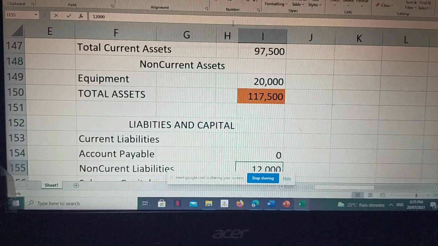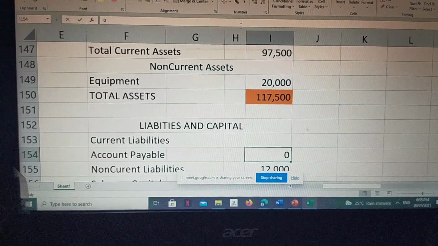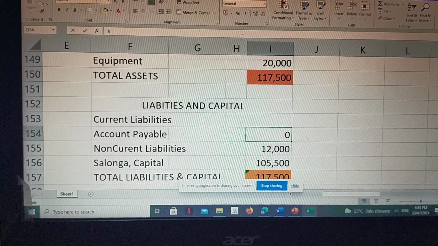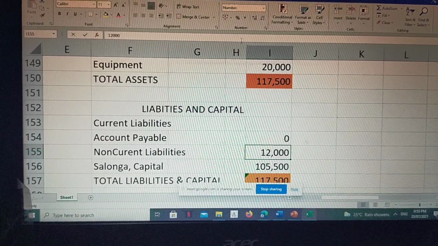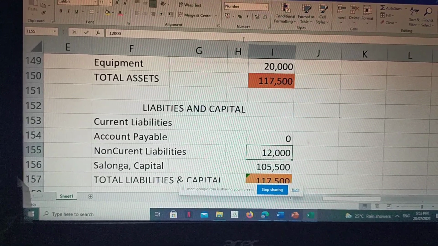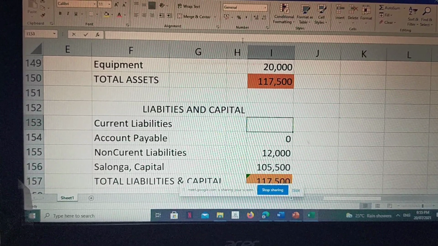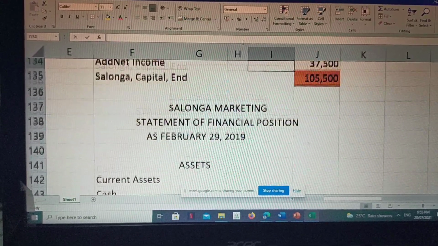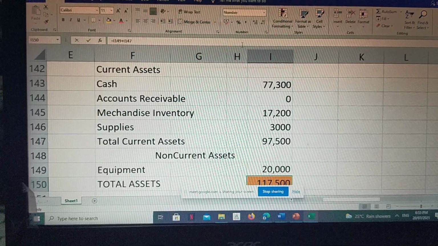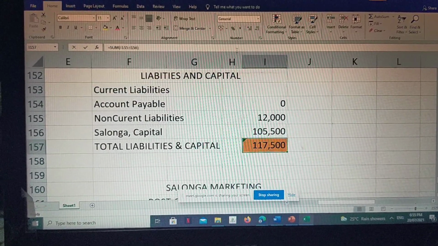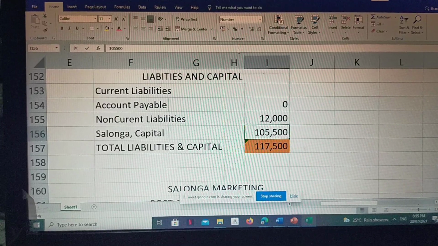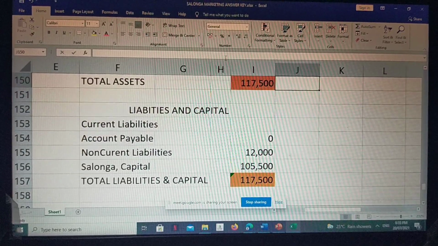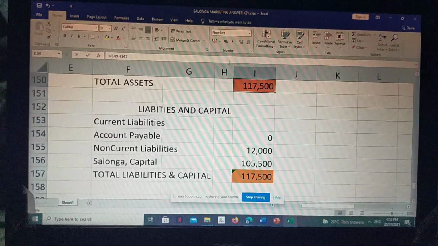And then, for the liabilities, we have current liabilities. Ang pinaka-current liabilities talaga ay accounts payable, pero wala siyang balance dahil nabayaran naman lahat. For the non-current is yung borrowings from the bank. 12,000 lang yon. And then, for the capital, yung na-compute mo kanina, ito kay changes in equity, which is 105,500 pesos, to arrive at the total liabilities and capital of 117,500, which is balanced with the total assets. Okay?